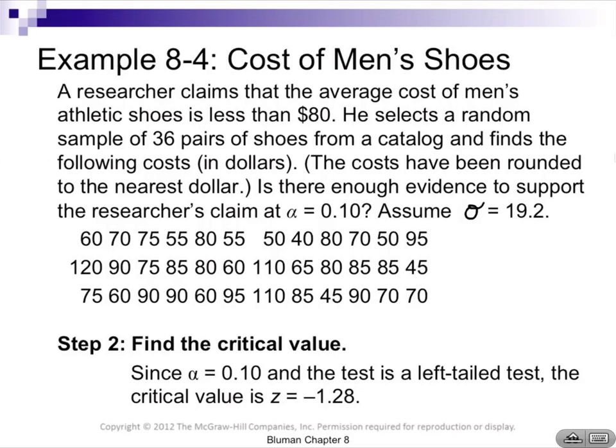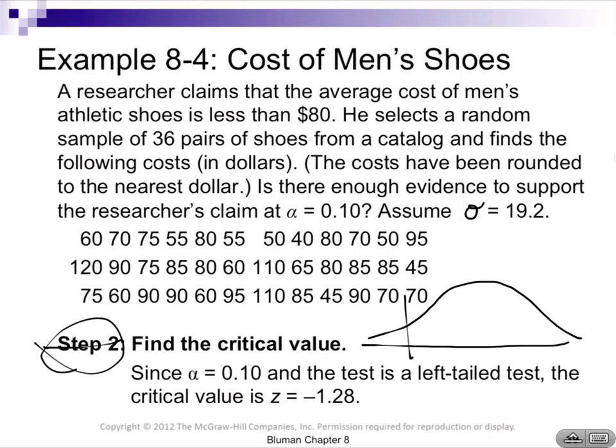Step 2 here, find the critical value. So we're looking at an alpha of 0.1. It's a left tail test because we're wanting less than. So, if you're drawing your quick curve here, we're right here, and alpha is 0.1. So we have 0.1 here, and that means we've got 0.9 out here, right?